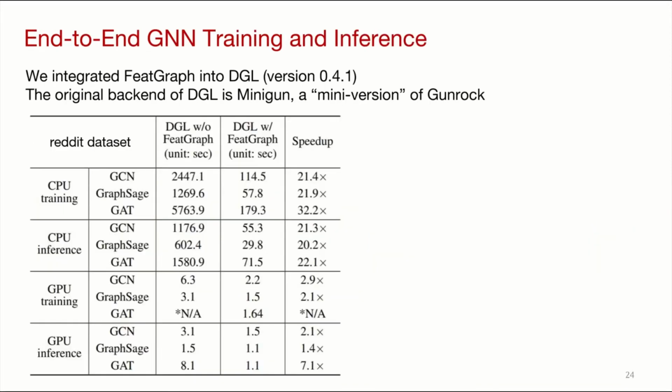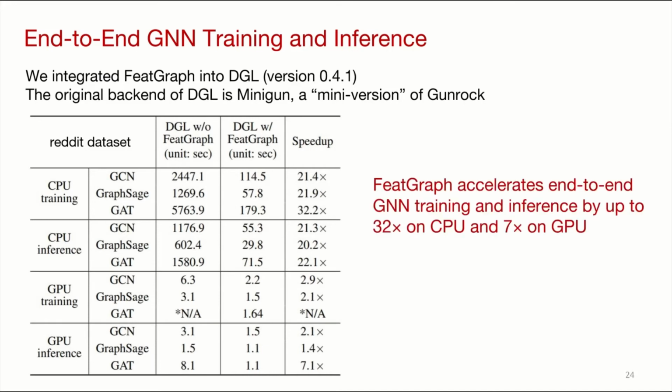This slide shows the results of end-to-end GNN training and inference. We integrated FeatGraph into DGL version 0.4. The original backend of DGL is a mini version of Gunrock. We tested 3 GNN models: GraphSage, GCN, and GAT. As we can see from the table, FeatGraph accelerates end-to-end GNN training and inference by up to 32x on CPU and 7x on GPU. The highest speedup is achieved on the GAT model, which has a more complex architecture than GCN and GraphSage.